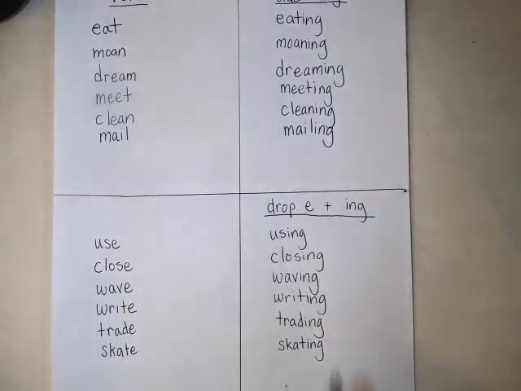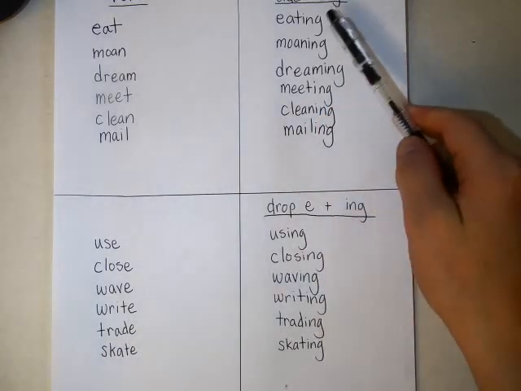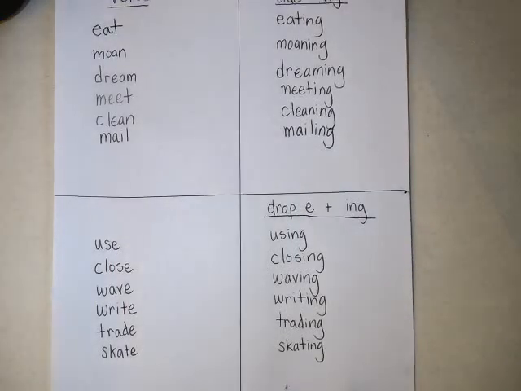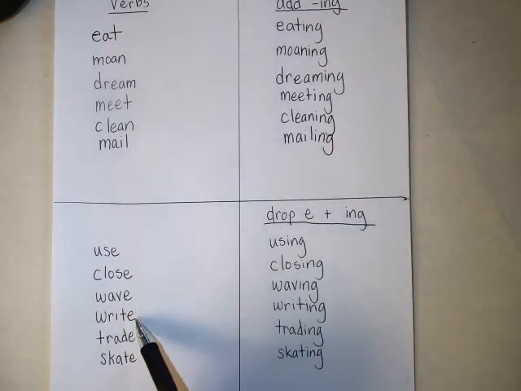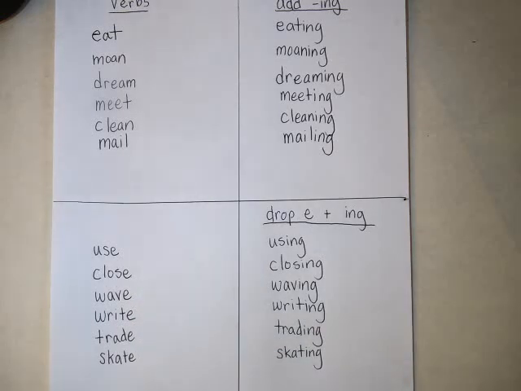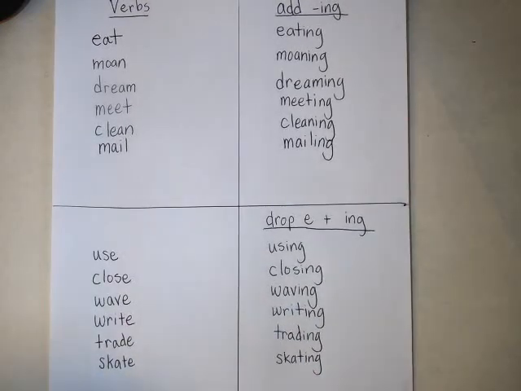Okay, so you want to be able to know which ones drop the E and which ones just add ing. And it's a pretty good bet if the verb, the action word, has an E on the end of it, you're going to drop it. You're going to get rid of it so that you can then add ing to it. So that is our spelling lesson for today.